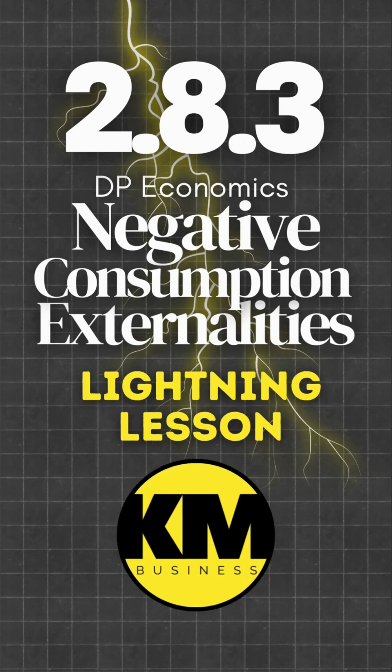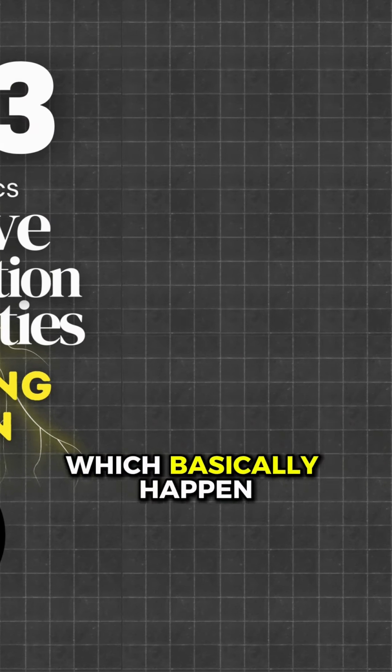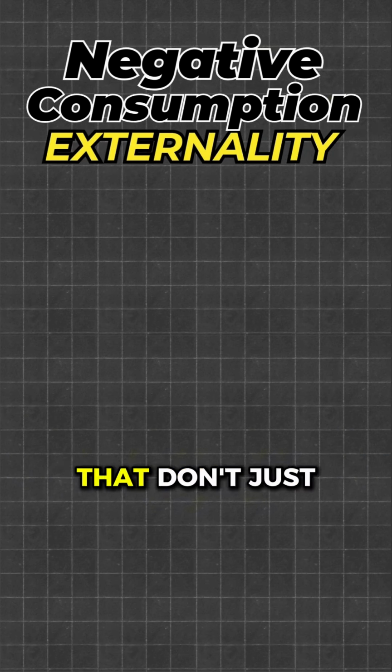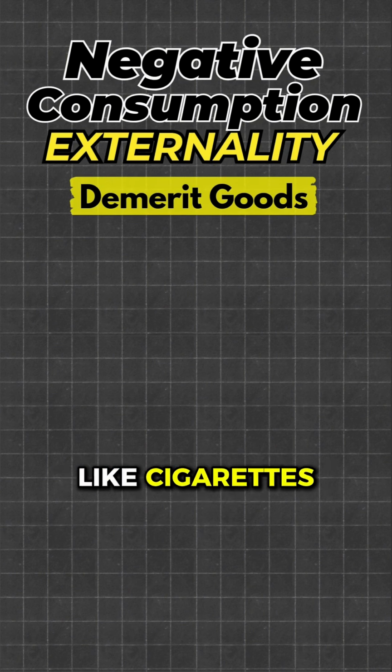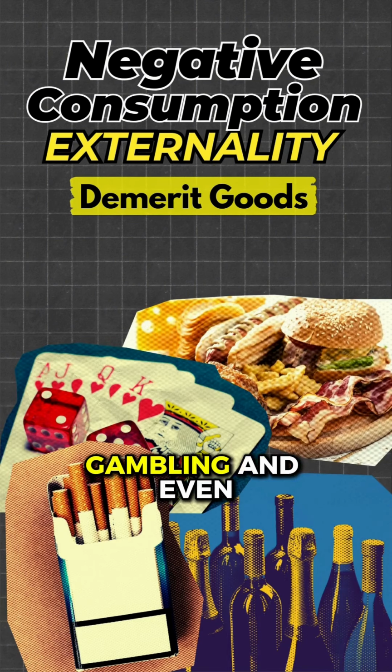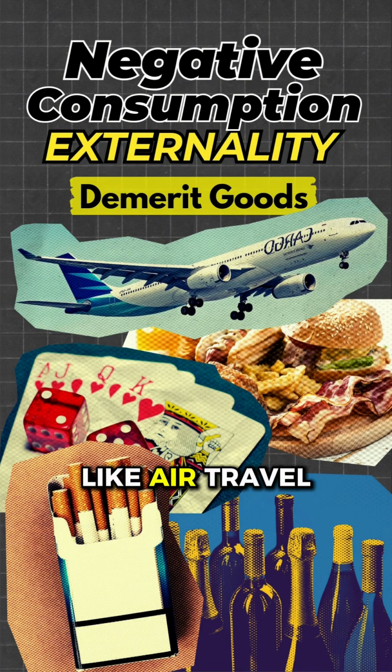And for this IB Economics lightning lesson, we're talking about negative consumption externalities, which basically happen when people consume goods that don't just hurt themselves, but quietly dump extra costs on the rest of society. These goods are called demerit goods, and they include the usual suspects like cigarettes, alcohol, junk food, gambling, and even things people don't think about, like air travel.